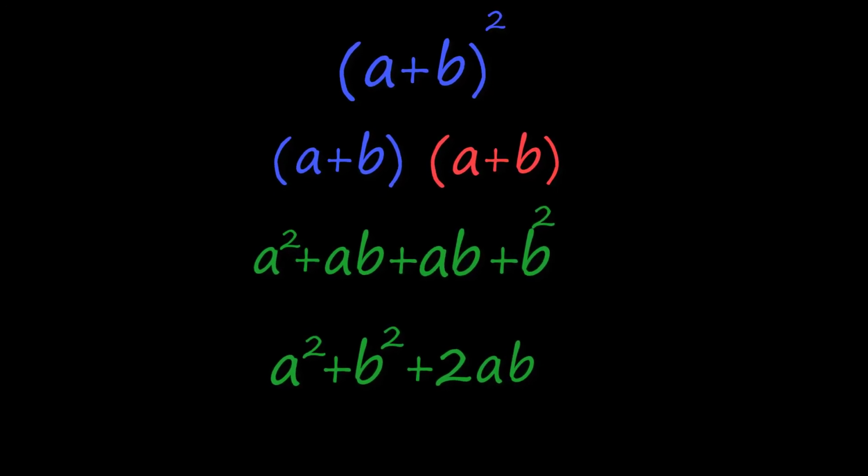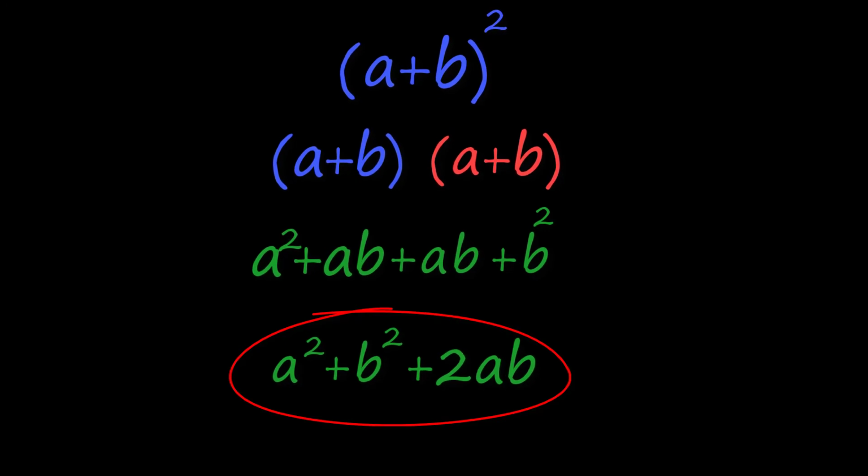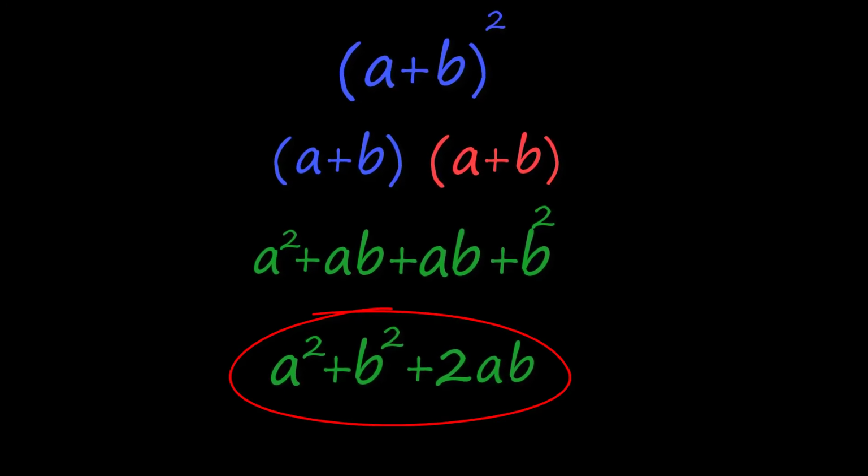So it's not a² + b², it's a² + b² + 2ab. Make sure to remember this because many people think they can distribute the exponent, but if you do distribute the exponent, you will get the wrong answer.